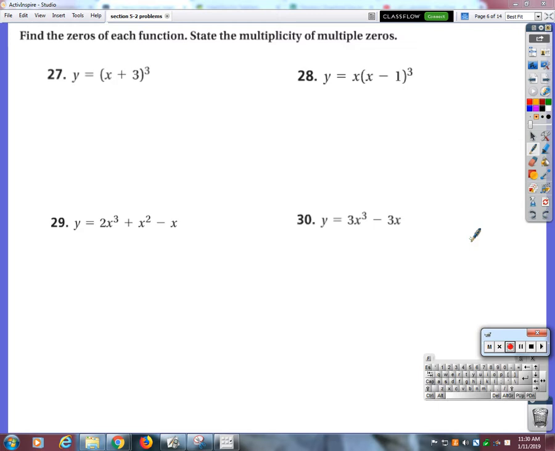27 through 34. Shh. Hey, you squirrels in the back, will you be quiet, please?